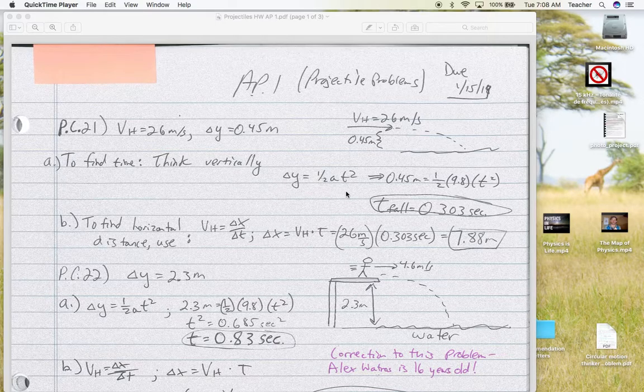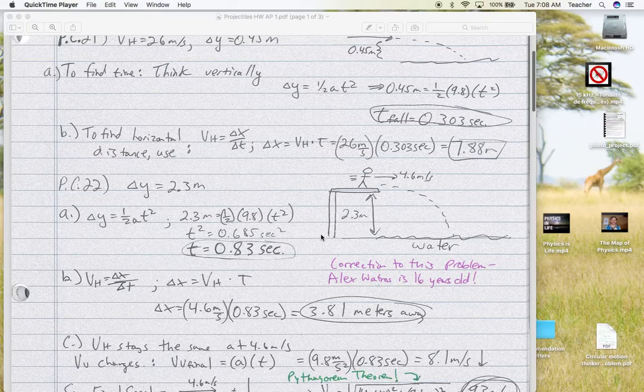So I'm using a vertical equation here. I have no initial vertical velocity, so I can use a simplified version of this position and acceleration formula. 0.45 equals 1 half a t squared. Again, you can use 10 as long as you want. Sometimes 9.8 is preferred in some simulations and things like that. So the falling time is 0.303 seconds. So to figure out how far it goes horizontally, I can rearrange our only horizontal formula for projectiles and figure out for every 1 second, this is traveling horizontally at 26 meters, and then it's doing so for 0.303 seconds, so that's a distance of around 7.9 meters.